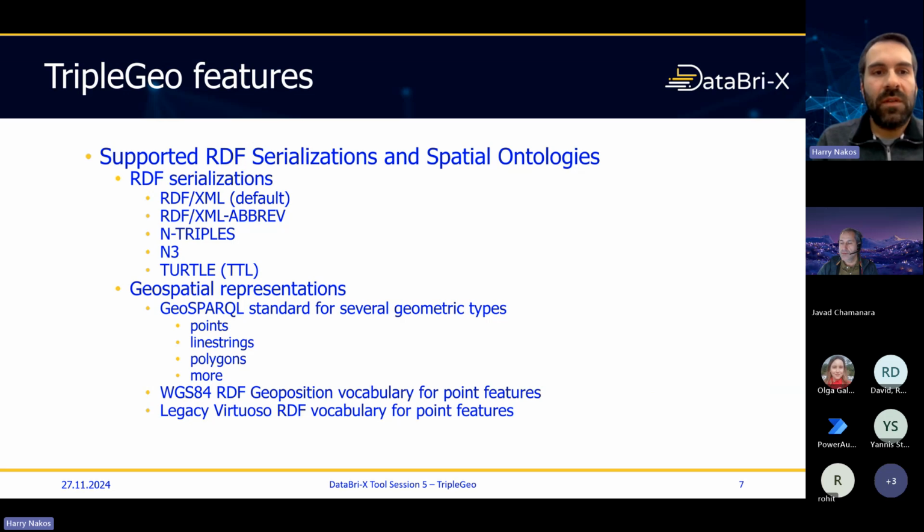The RDF serializations supported are RDF/XML, the more readable RDF/XML-abbrev, N-Triples, Notation 3, and Turtle files. And the geospatial representations that are used for the features are the GeoSPARQL standard for all features available, like multi-points, multi-line strings, and multi-polygons, and other vocabularies, the geo position vocabulary or the Virtuoso RDF vocabulary, which is a legacy. The GeoSPARQL is the most used.